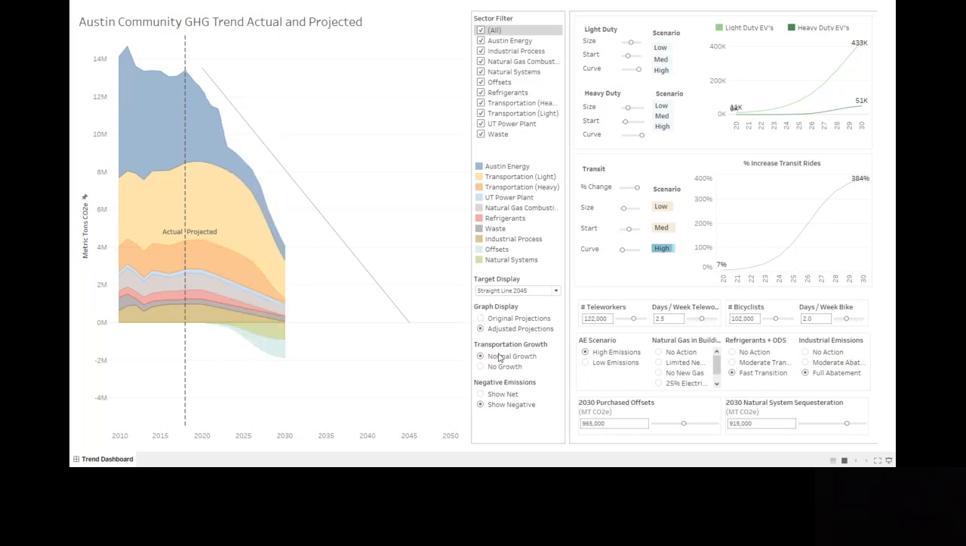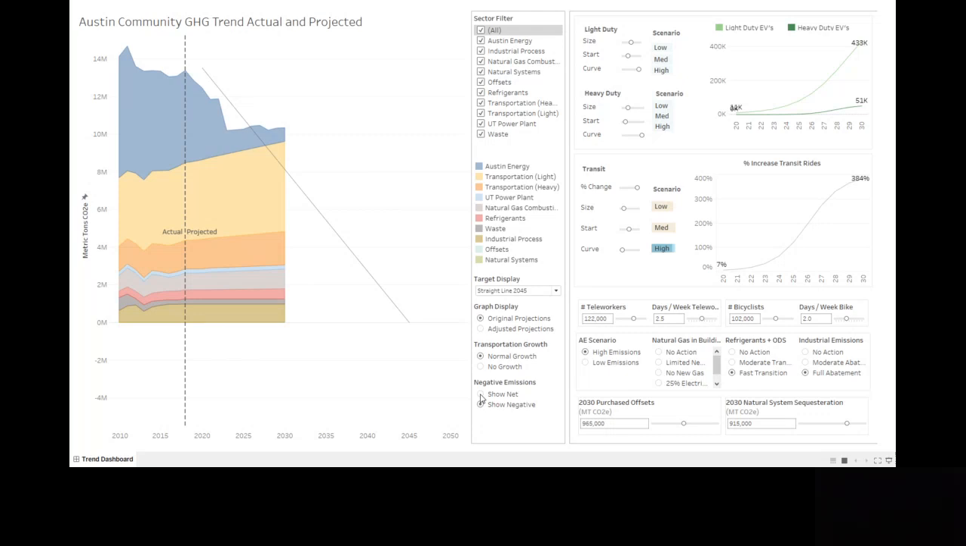Another quick toggle is this transportation growth option. And this just shows what would happen with no transportation growth. So you see it just slightly flattens the transportation growth over time. And this is just another quick toggle to say, we know we fully expect transportation to grow in the future, but if it didn't, it would look something like this. So I would keep it on normal growth.